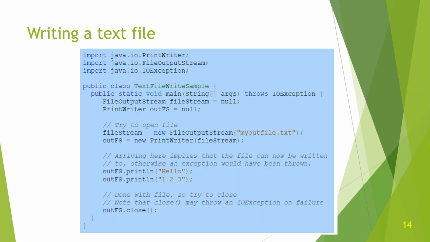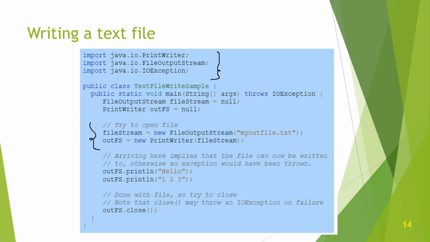And this is a small piece of code to explain how we write to a text file. We import all the required classes. Here we use FileOutputStream fileStream equal to null, and PrintWriter outFS equal to null. This is to open a file, fileStream equal to new FileOutputStream myoutfile.txt, and outFS equal to new PrintWriter fileStream.